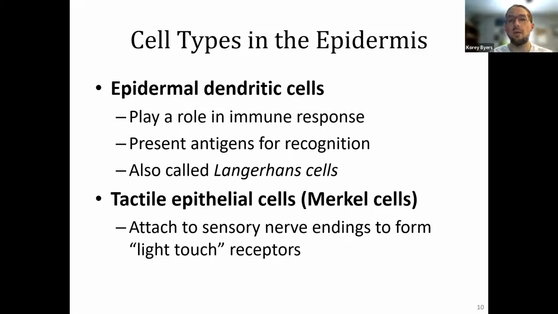When you take micro or A&P 2, or if you stay with us and you take human physiology, you learn that your immune responses can vary, but these antigen presenting cells present the antigen to say, hey, what do we do with it? So epidermal dendritic cells, usually I always ask about their role in immune response. So if you memorize those two, you'll usually get that question.